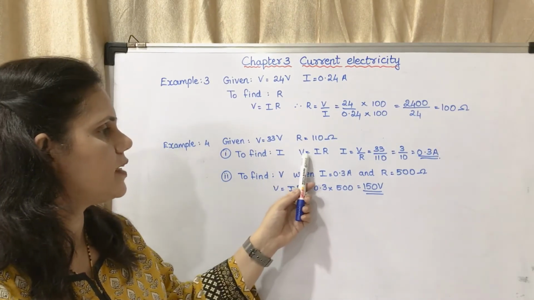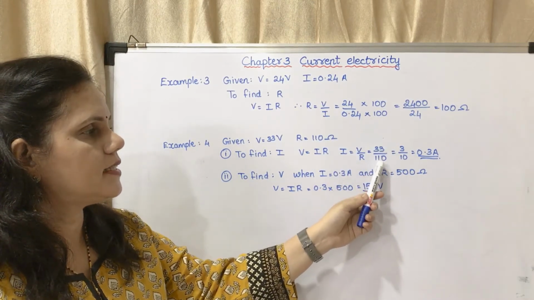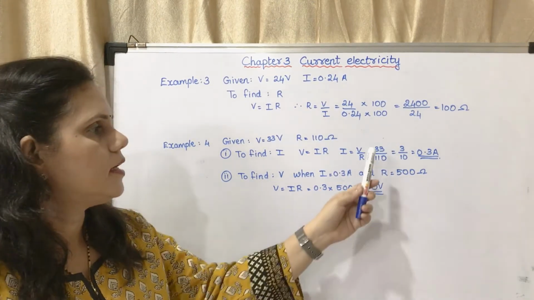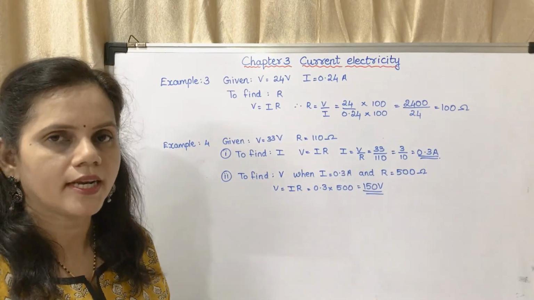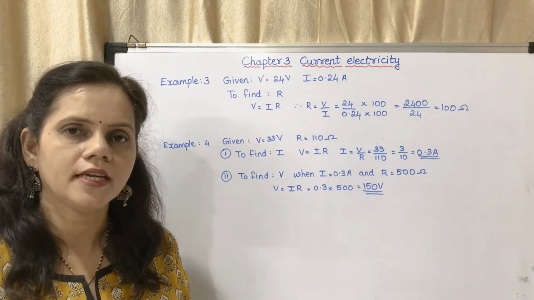With the equation V is equal to IR, I is equal to V upon R, that is 33 upon 110. If you cancel it by 11, you will get 3 upon 10, and 3 upon 10 is 0.3 ampere.